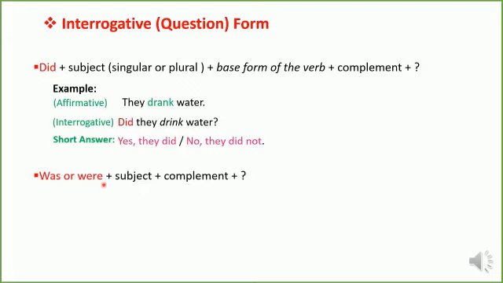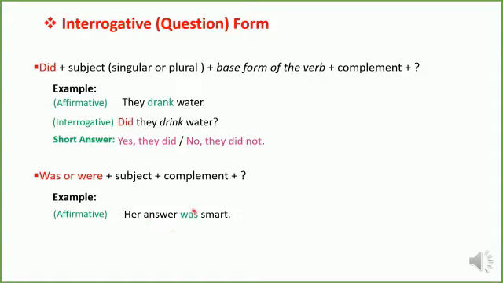Was or were. So if we have here verb to be, was or were, okay, start the sentence with it. Plus subject, plus complement, plus question mark. As you know, in English, we start our sentences with the subject, verb, complement. But here, in this way, we switch the subject and the verb in order to form the question form of the sentence.